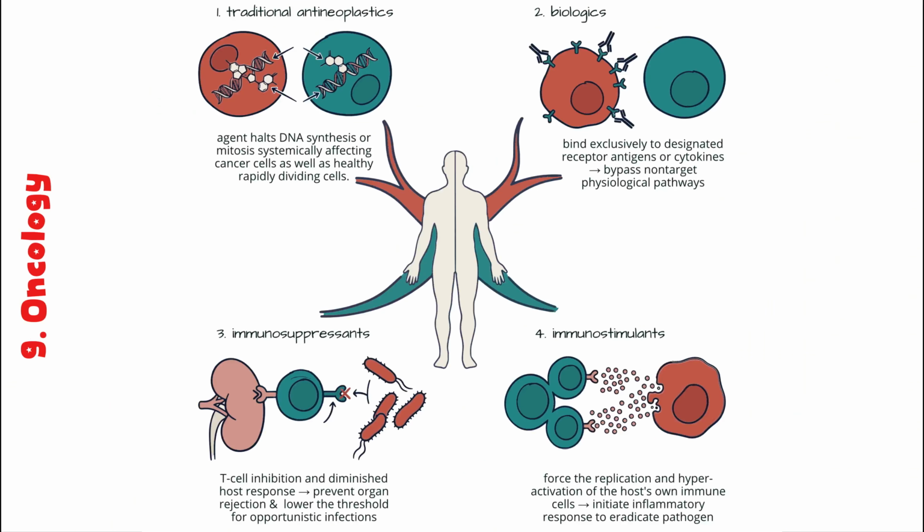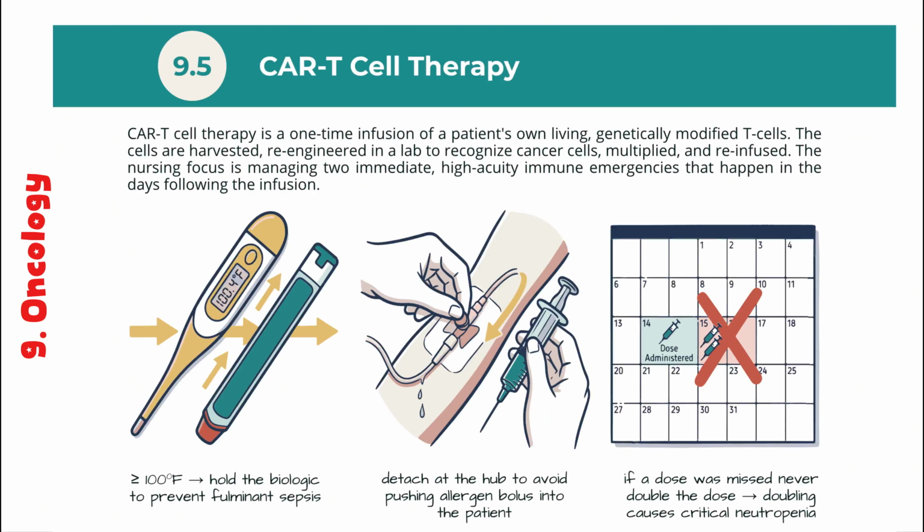This module covers 4 different ways of manipulating the immune system and cell division: traditional chemotherapy, biologics, immunosuppressants, and immunostimulants, plus CAR T cell therapy, the newest and highest acuity tool in the box. Each one solves a different problem, and each one creates a predictable, specific danger in exchange.